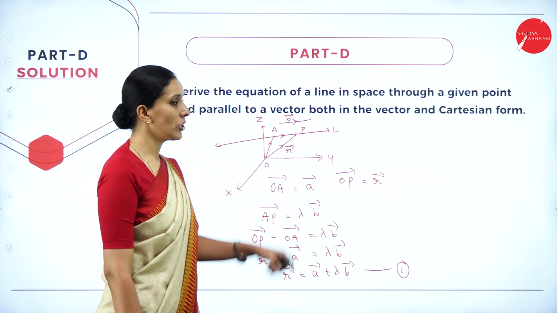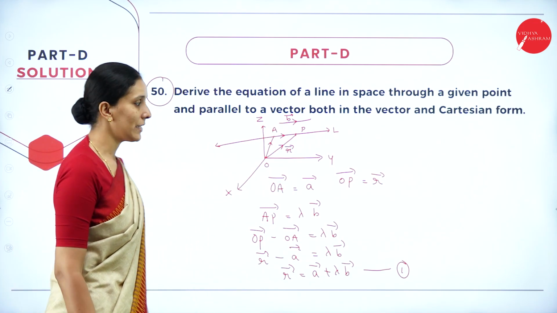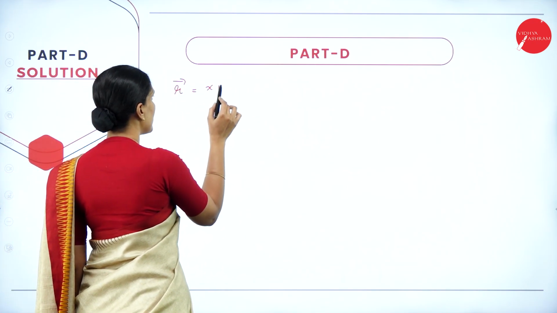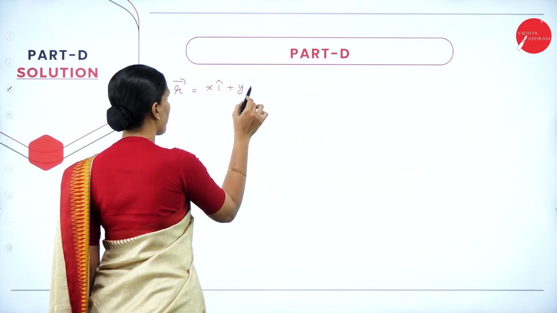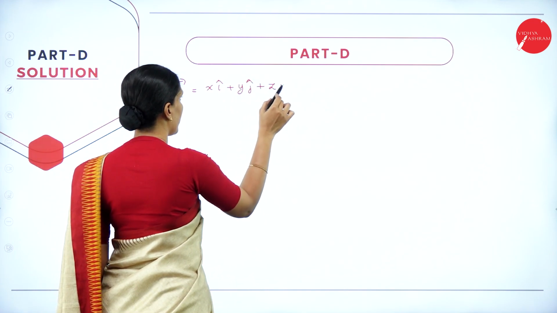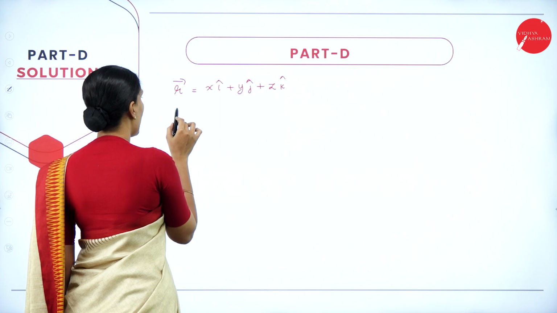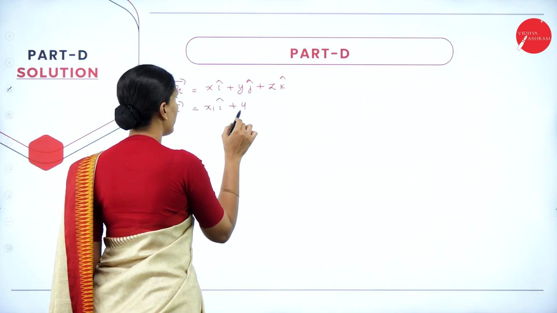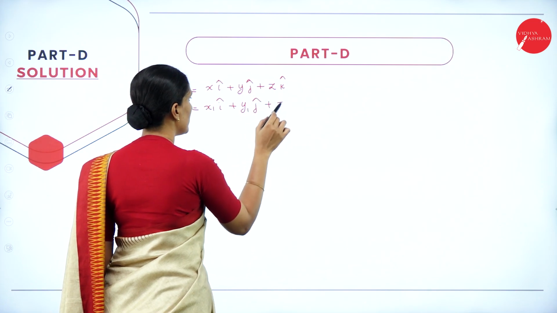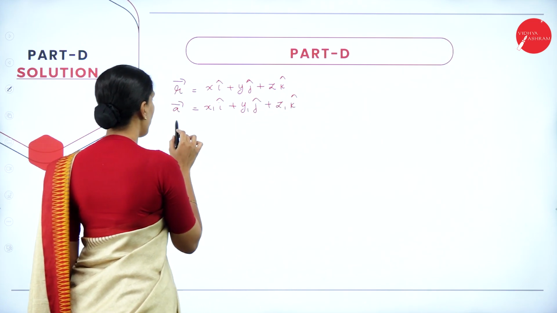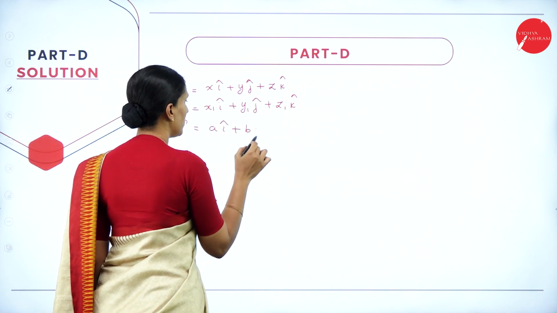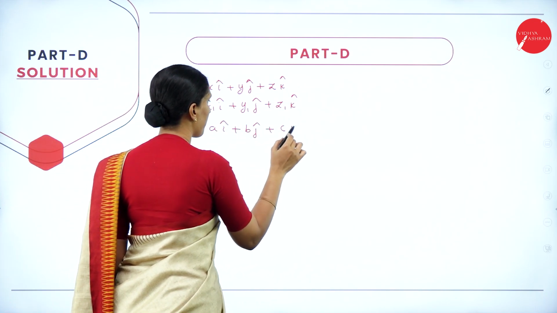Let the direction ratios of vector B be a, b, c. Then vector r is xi plus yj plus zk, and vector a is equal to x1 i plus y1 j plus z1 k, and vector b is equal to ai plus bj plus ck.